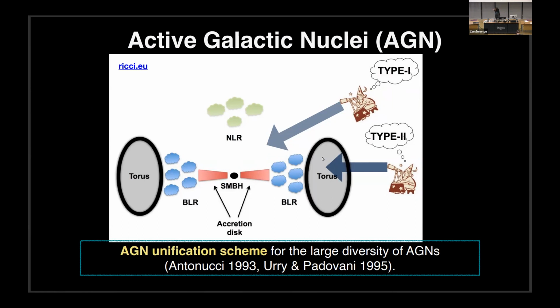So if we look from up here, we see a type 1, and if we look from here, we see a type 2. But the main point of this theory was actually the existence of this structure, which they call the torus. It has to be optically thick, geometrically thick, and made of dust, because then the dust is trapping all the UV photons coming from the accretion disk, and re-emitting them at infrared wavelengths.